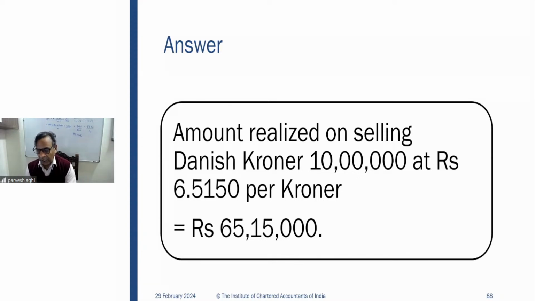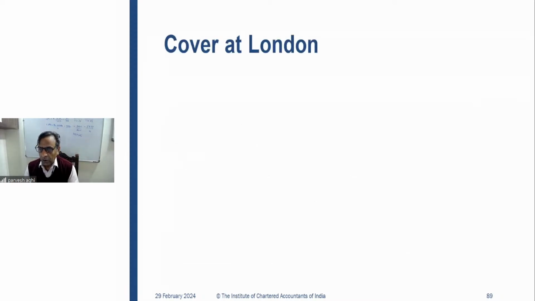So a customer came and says that I want a TT to be sent to Copenhagen for 10 lakhs Danish kroner. So the bank will say, okay, give us 65 lakh 15,000 and we'll give you a TT for 10 lakhs so that you can send it to your supplier. So the bank would be receiving 65 lakh 15,000 for selling a TT. Now you need to immediately cover this. When you're covering, you should not be making a loss.